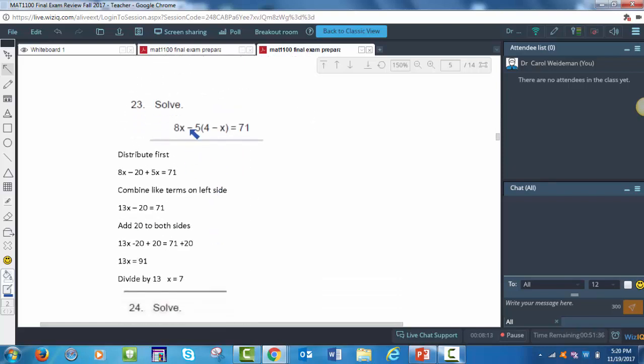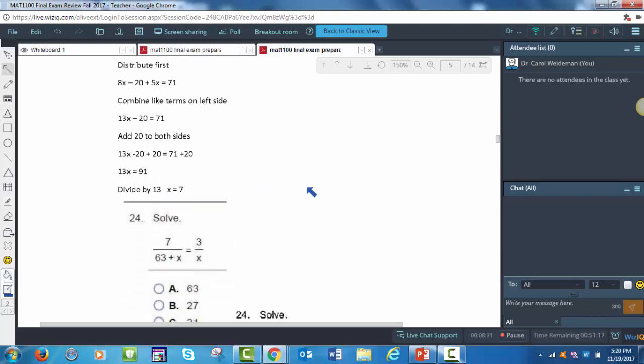Solve this equation. First we want to distribute here to get rid of the parentheses. So when I do that, I get -20 plus 5x. Combine like terms here. I've got 8 plus 5 is 13x minus 20 equals 71. Add 20 to both sides. 13x is 91. Divide by 13, and we come up with x equals 7.